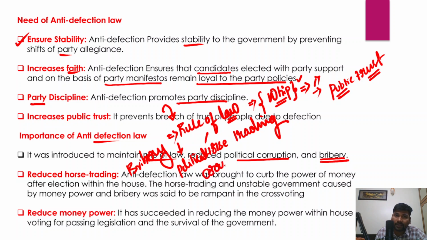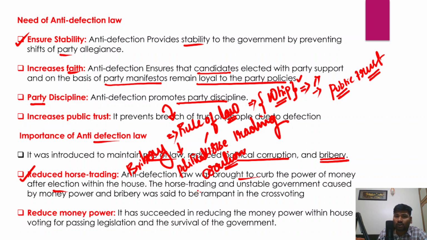So these are the major aspects that the anti-defection law aimed to deal with, right? It also focuses on reducing horse trading. When I say horse trading, members easily switching political parties to fulfill their narrow personal interests is also considered horse trading. The anti-defection law has been brought in to curb the power of money after election within the house, both the state legislatures as well as the Parliament of India.